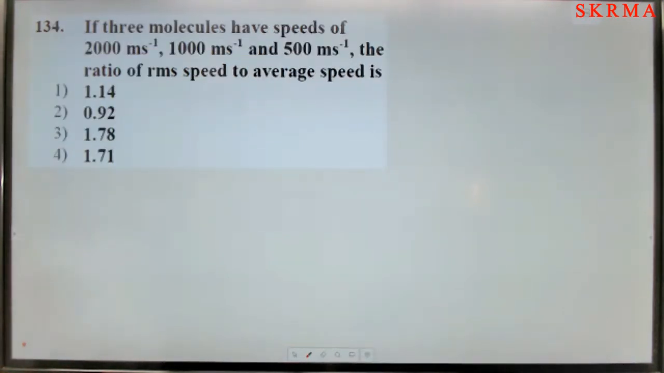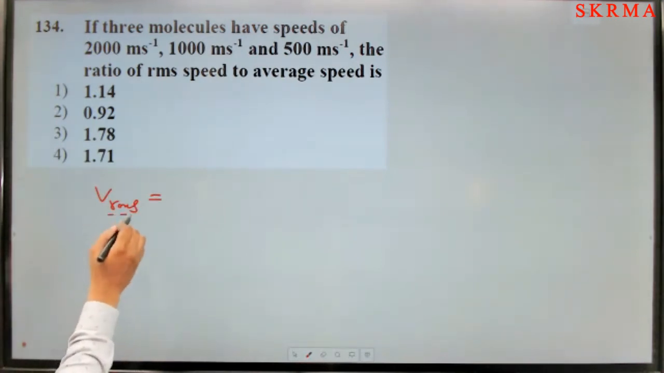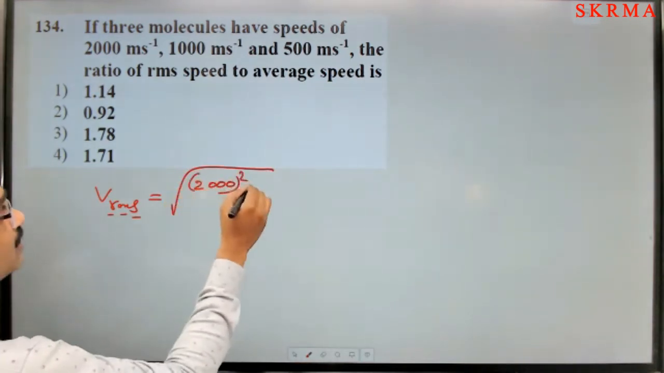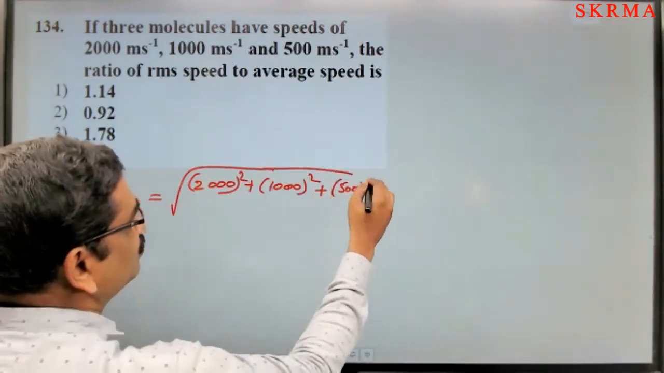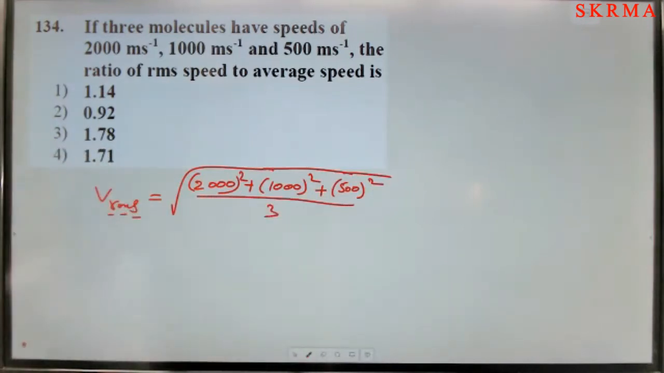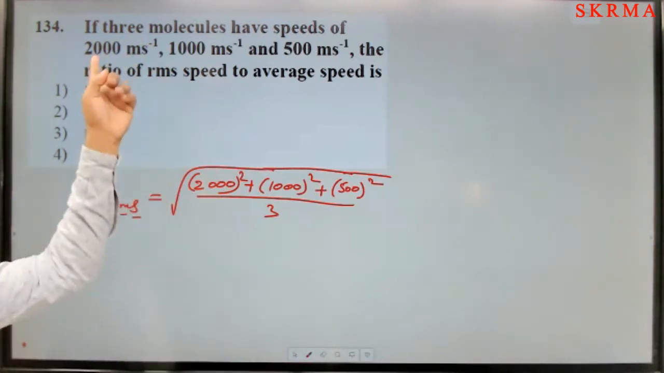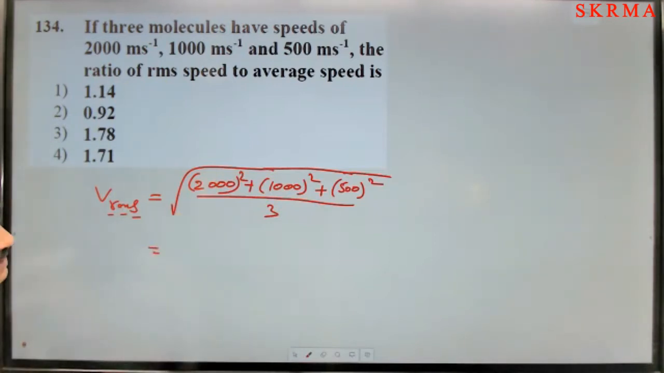Next. Three molecules have speeds 2000, 1000 and 500 meter per second. Then find the ratio of RMS speed to the average speed. So RMS speed, V_RMS, means root mean square: (2000 squared plus 1000 squared plus 500 squared) by 3. This is the root mean square. First take the square, then take the mean, after that take the root. That is RMS velocity. Now how much is it? Square root.